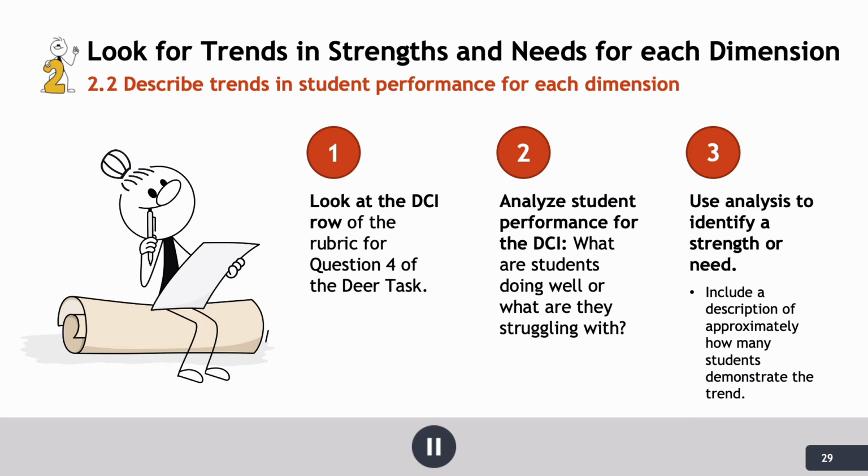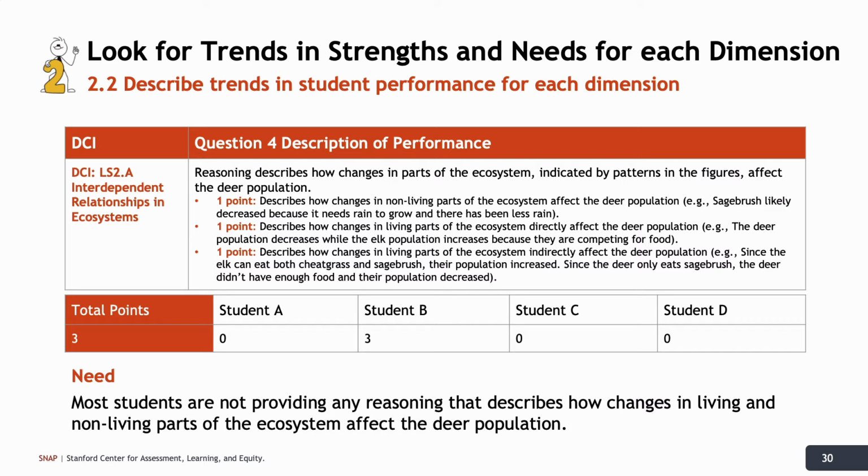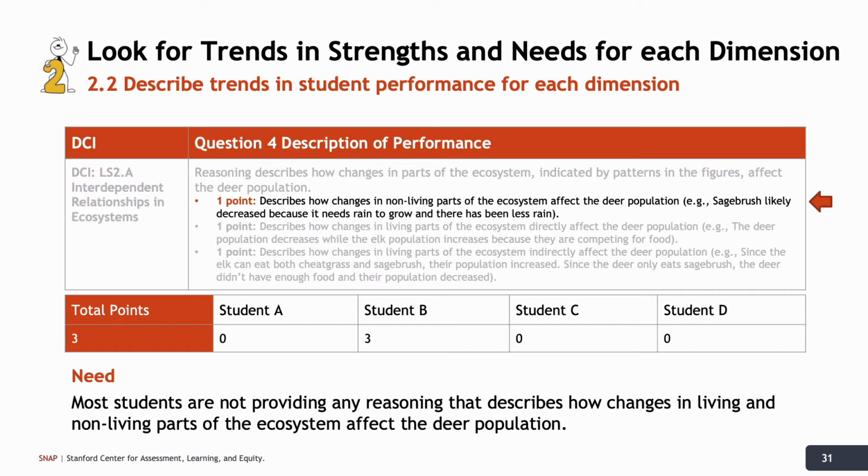Pause now. We hope that you noticed that a majority of students were showing a distinct need when it came to the DCI of interdependent relationships and ecosystems. Based on these scores and the description of performance in the right-hand column here, it's clear that even when students are citing data, they aren't using reasoning about ecosystems to connect the pieces of data in a way that explains the change in the deer population. Most students are not including reasoning that non-living factors like rain affect living factors like sagebrush. And most students are not describing how living populations like elk and deer compete with each other.